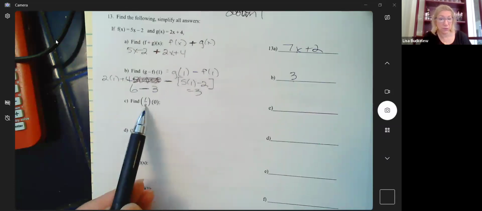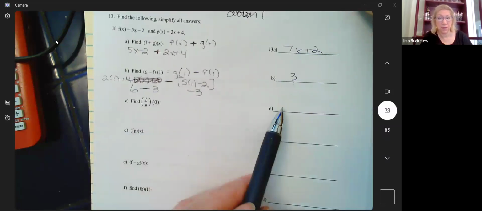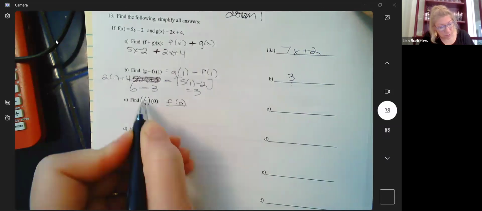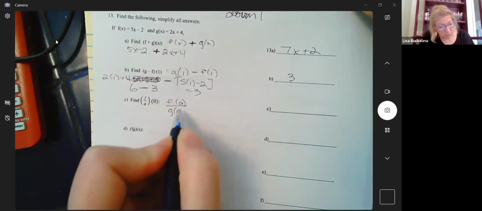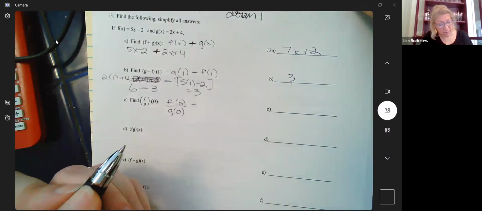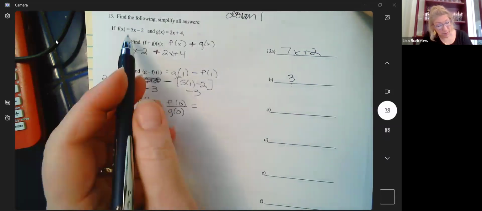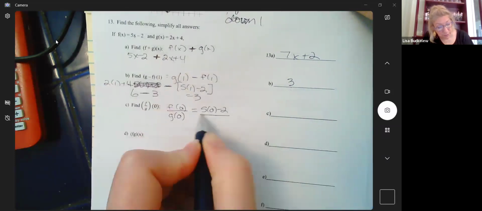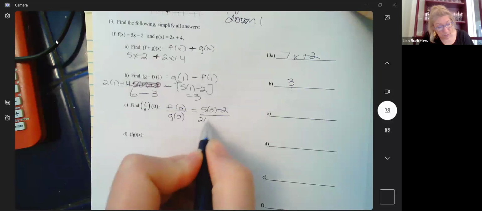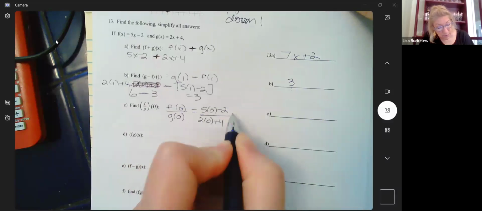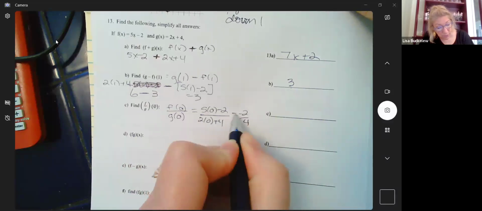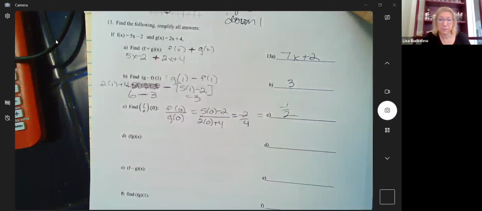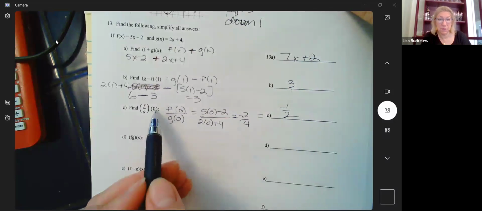All right, so let's look at this next one. This one, a number goes in, so a number should come out over here. But this just means plug in 0 to the top function, plug in 0 to the bottom function, and make a fraction out of that. So f of 0, go back up here, 5 times 0 minus 2. G of 0 is 2 times 0 plus 4. It gives us negative 2 over 4. That reduces to negative 1/2. Number goes in, number comes out.